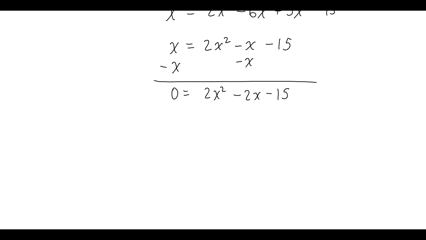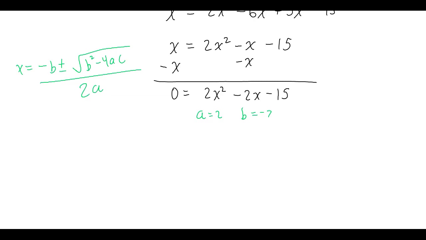For a reminder, I'll write it out over here. x is negative b plus or minus the square root of b squared minus 4ac over 2a. In this case, a would be 2, coming from the number in front of x squared. b is negative 2, coming from the number in front of x. And c is the constant, negative 15. Plug all of those in.